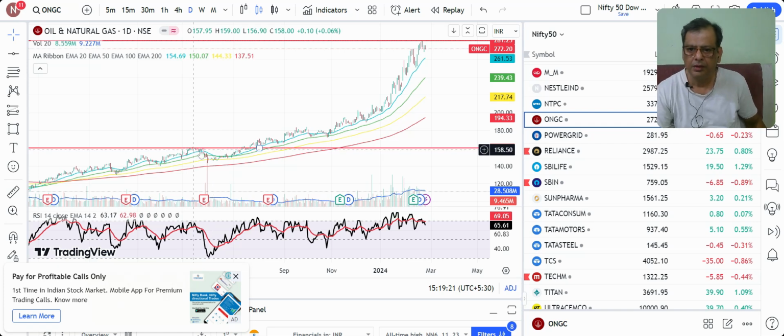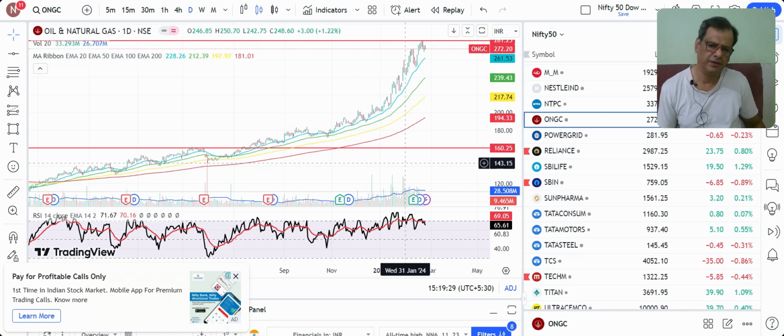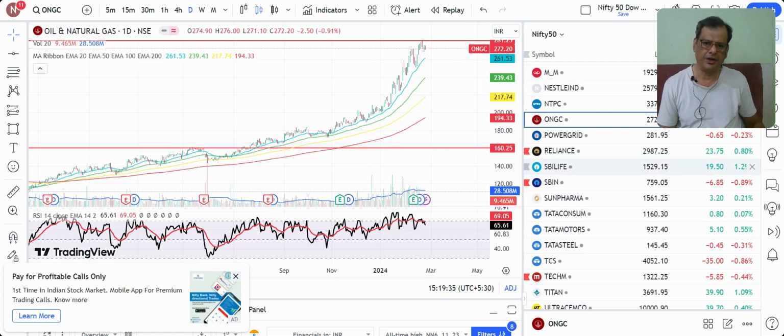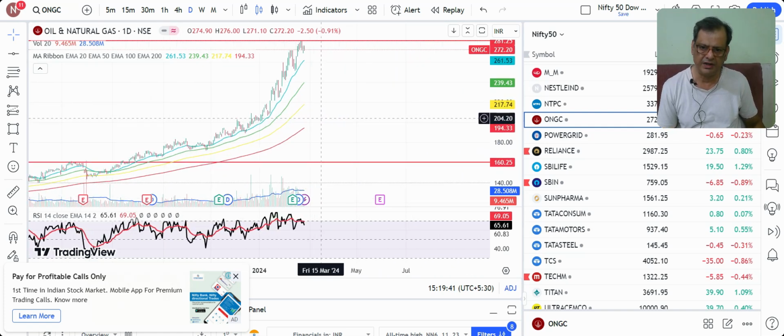Again, this is resistance. Now it became support. Just for academic purposes. In real life, you will not do it. You are at 272. What are you going to do by wasting your time drawing a support here? Price is not going to fall up to 110 rupees in a day, 2 days, 3 days, 5 days, 10 days. So you will not even bother drawing this.